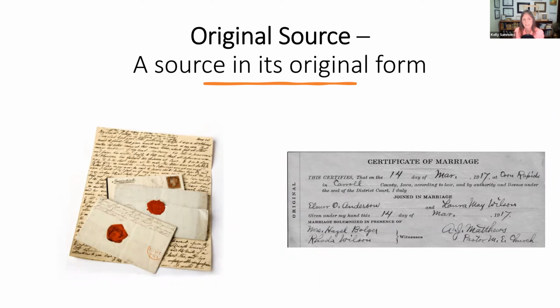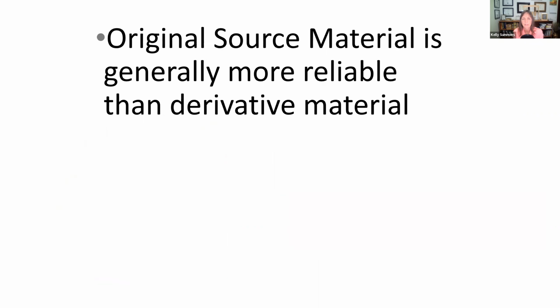So this example of a handwritten letter, or this certificate of marriage that has handwriting there showing that they filled out this form, usually indicates it's an original source. We always would prefer to have an original source in its original form. This original material is most often very accurate.